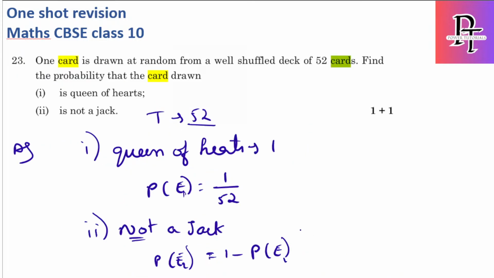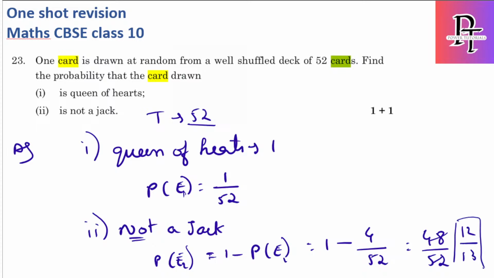So it is 1 minus the winning chances of jacks, which is 4, but total we know it is 52. 1 minus 4 by 52, it is 52 minus 4, which is 48 by 52. If I divide by 4, 4 1s are 4, 4 2s are 8, 4 1s are 4, 4 3s are 12. So the answer is 12 by 13. Okay, let's move to the next one.